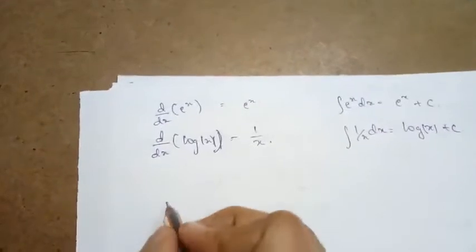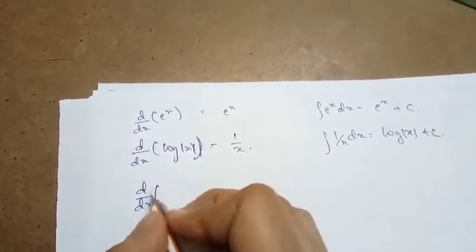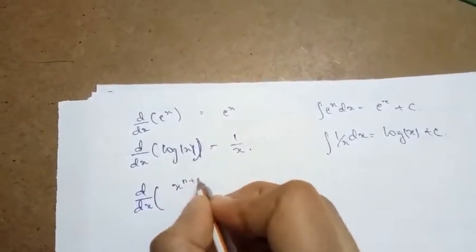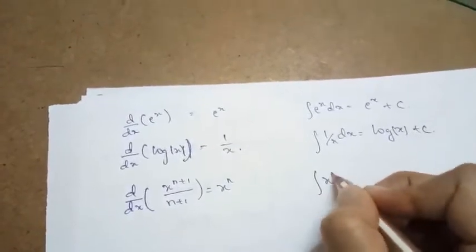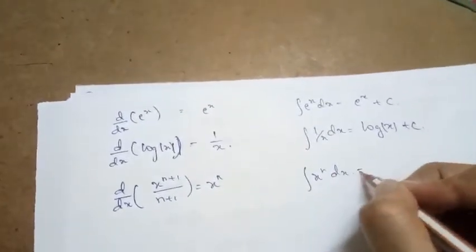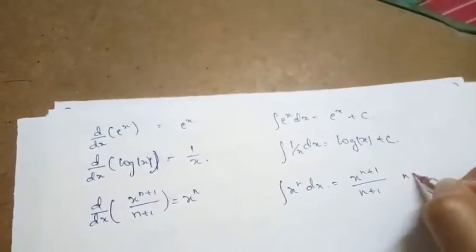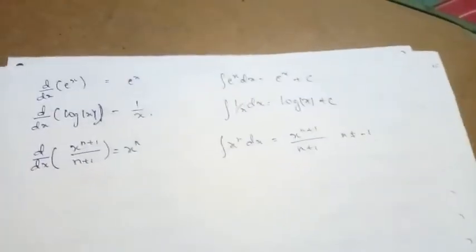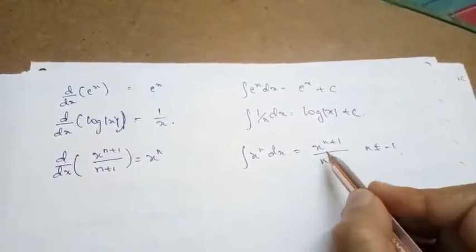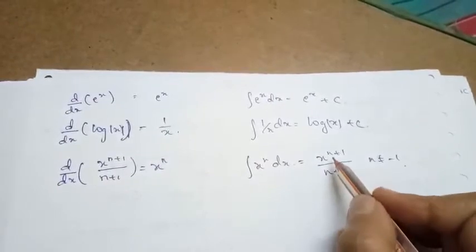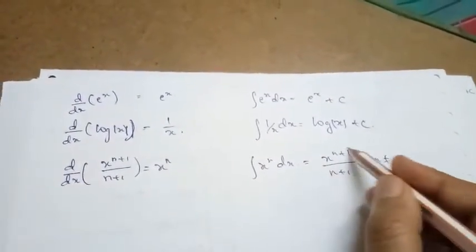So clearly, when I was explaining regarding d by dx, the differentiation of x to the power n plus 1 divided by n plus 1 is equal to x power n, so the integration of x power n dx is equal to x power n plus 1 divided by n plus 1, where n is not equal to minus 1, as I have mentioned. Suppose n is equal to minus 1, what happens here? This value n plus 1 becomes 0, so this will become undefined.